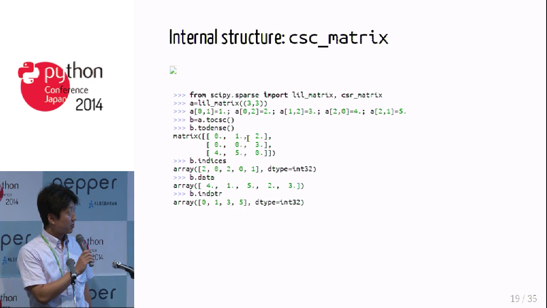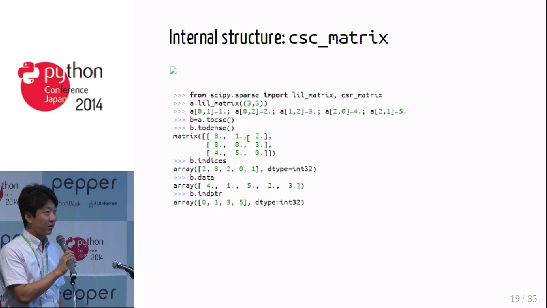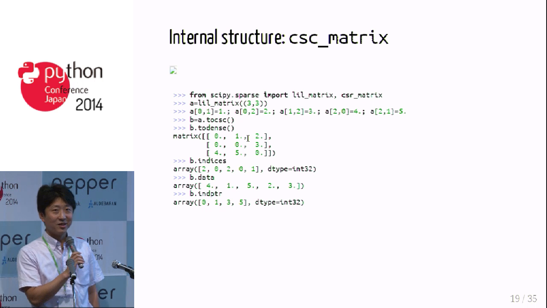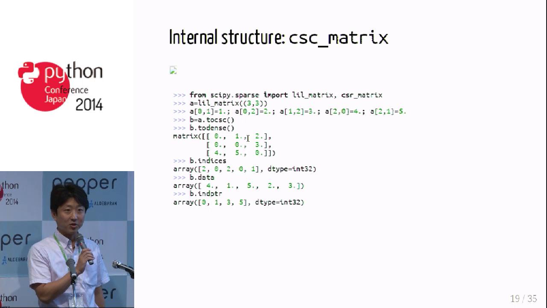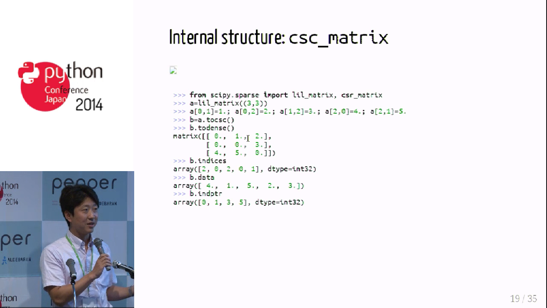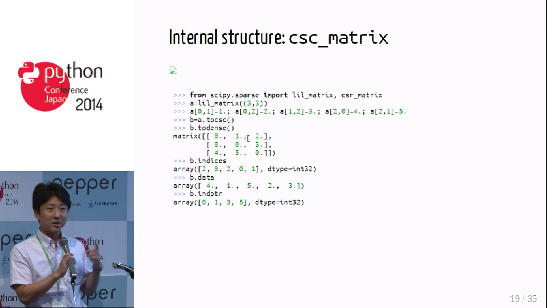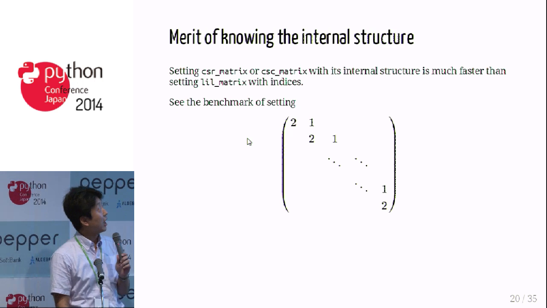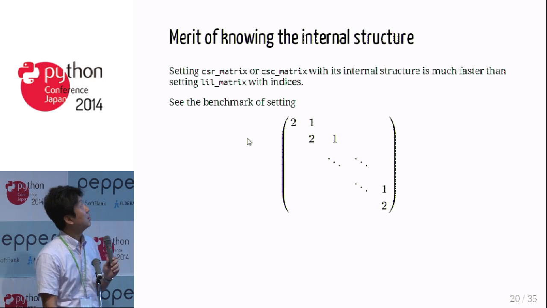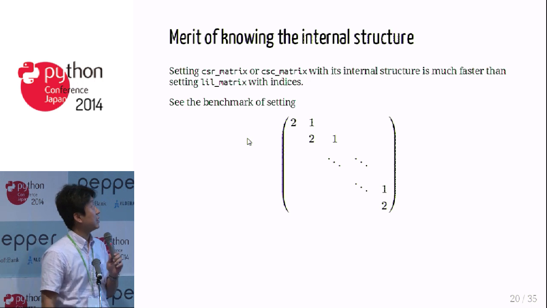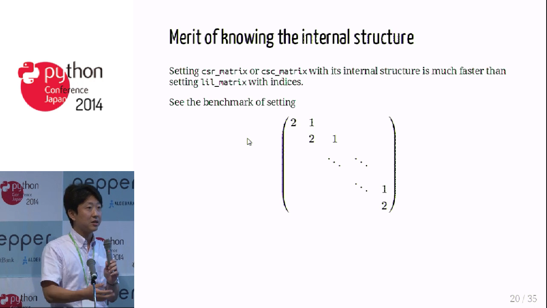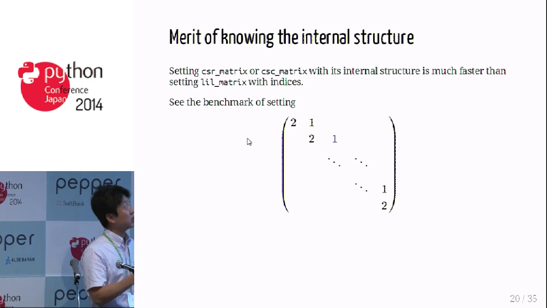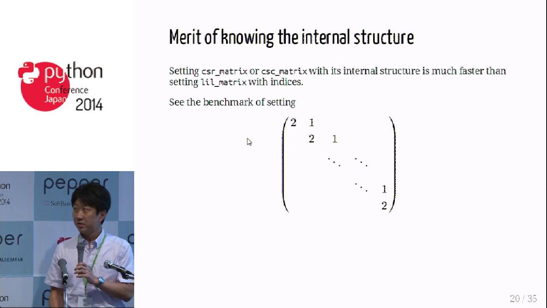But what is it for? You might wonder. You don't have to understand the internal structure because, as I showed in the use case, you can use it as a black box. Just set LIL matrix and convert it to CSR or CSC. That's enough. But there's one immediate merit, because setting LIL is very slow. If you know the internal structure of CSR or CSC, and you can set directly into the internal structure, it's much faster than using LIL.